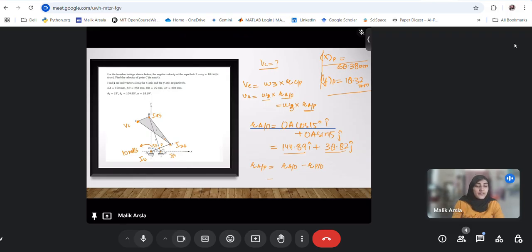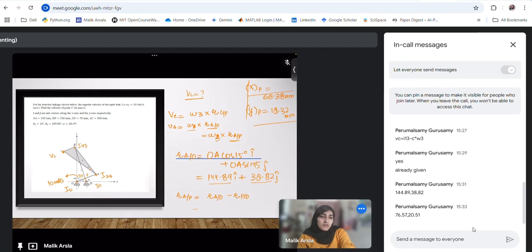76.51 and 20.5. Is that what you're getting? Yeah. So this is 76.51 I cap minus 20.5 J cap, right? This is your distance.